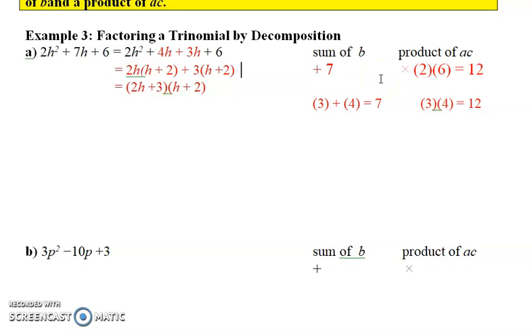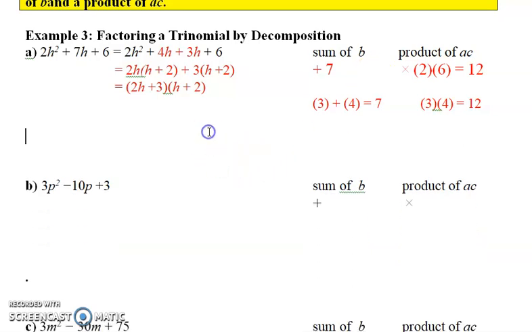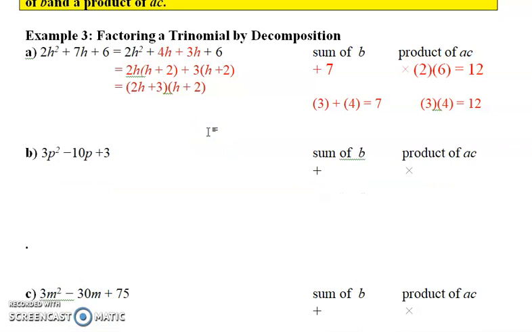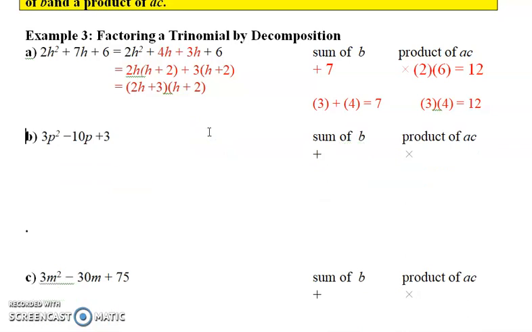Using decomposition. The book uses what's called logical reasoning, which is fine, but I like to be able to work these out and get the right answer without the guesswork. This takes the guesswork out of it, basically, is what I'm trying to say. Decomposition's great. It works really well. It's one of the factoring tools that we're going to use moving forward in each of our math courses.